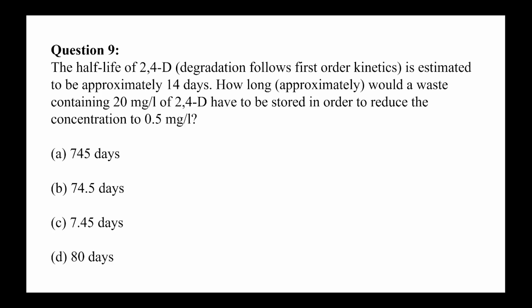So half life is given as 14 days. So how long will it take to reduce from 20 mg per liter to 0.5 mg per liter? It is very similar to the previous question, so everybody should be able to quickly solve this. Half life is given, and the reaction order is given as first order kinetics. So you calculate the rate constant and then calculate the time it will take to reduce from 20 mg per liter to 0.5 mg per liter.